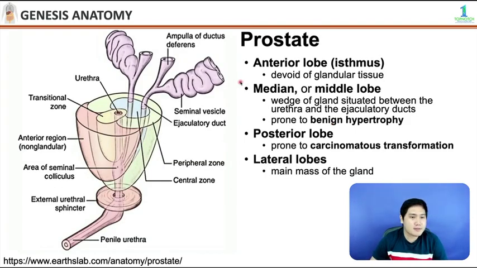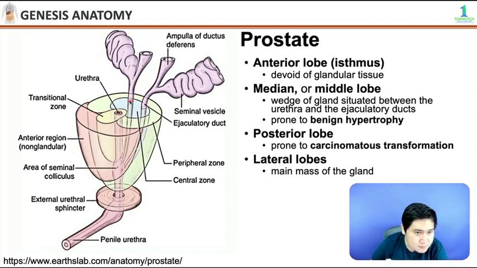Okay, so your prostate, okay, has several lobes. Okay, it is named in relation to your urethra. Okay, you have an anterior lobe or isthmus. This is your anterior lobe. Okay, it is non-glandular, devoid of glandular tissue. Okay? So, paano ko maalala? Ang inisip ko, anterior lobe, alang glands yan. Alang glands si anterior lobe. Okay? Your median lobe or your middle lobe, ayan, dito siya.